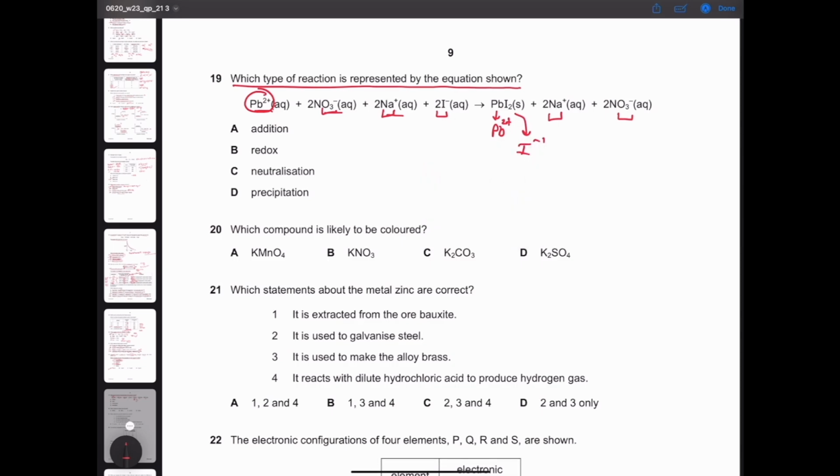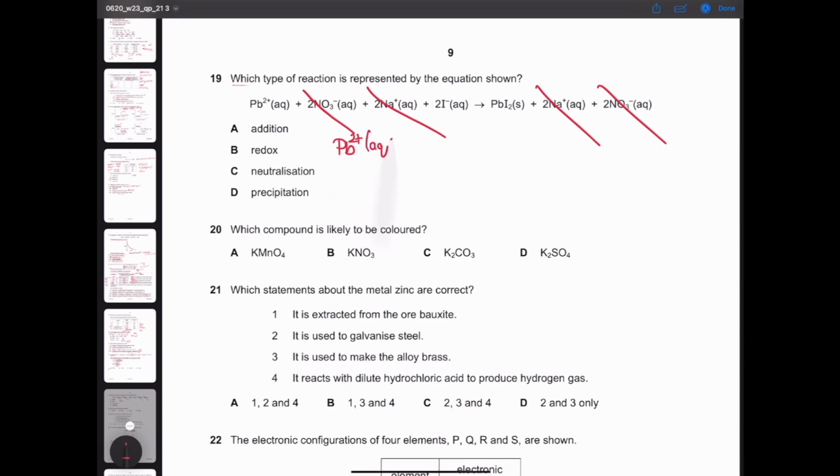Then what is it? Look at here. This is a solid being formed. So it's a precipitation reaction. I think you have done this already. Then when you write the net ionic equation, the common ions get cancelled out. This ion will get cancelled out, Na will get cancelled out, and what remains is Pb2+ (aq) + 2I- (aq) giving PbI2 (s). So this is your precipitation reaction.